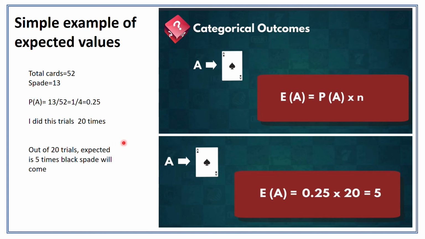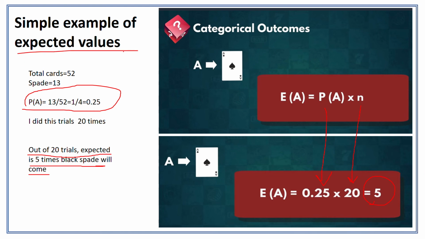Now what will I do? The probability of A, in this case, is 0.25, because I have already calculated it as 13 by 52. Black spades are 13 in number and 52 is the total cards. And I have repeated this experiment 20 times. So 0.25 into 20 will be 5. Out of 20 trials, the expected number of times a spade will come is 5. This is known as expected value. This is a form of probability only, but here we are clearly saying that if you shuffle the deck of cards 20 times, there is a probability that 5 times you will obtain a spade.